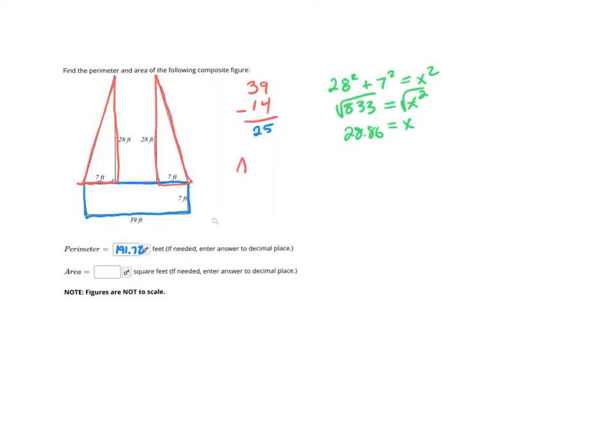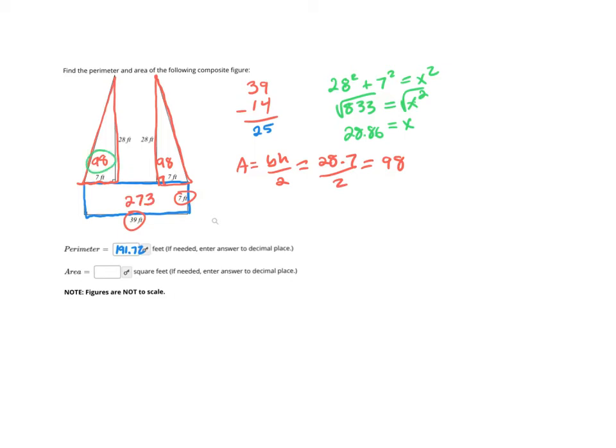So let's start with the area of a triangle. The area of a triangle is base times height divided by 2. Since this is a right triangle, it's going to be 28 times 7 divided by 2, and when you do that, you end up with 98. So this one's 98 and this one's 98. To find the area of the rectangle, I'm just going to do 7 times 39, which is 273.